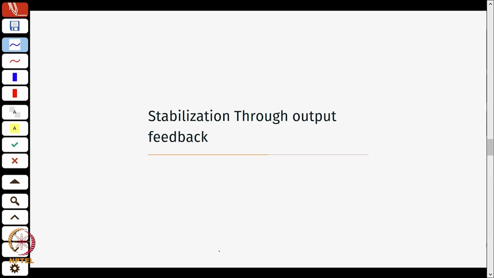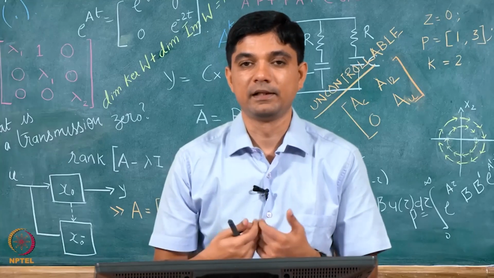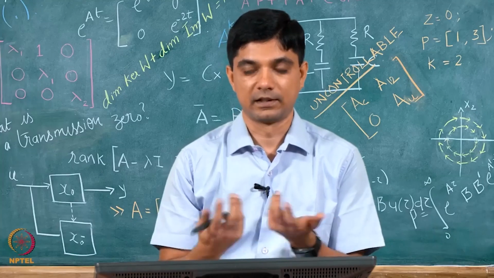Okay, so now how do I design a stabilizing controller through what I call output feedback? Let us start again with the LTI system: x dot is Ax plus Bu, y equal to Cx plus Du, and let me assume that u equal to minus Kx is a stabilizing control law. Similar things would also exist for discrete time systems. Whatever I am doing here can be directly translated to discrete time systems with the appropriate definitions of stability in terms of eigenvalues within the unit circle and so on.